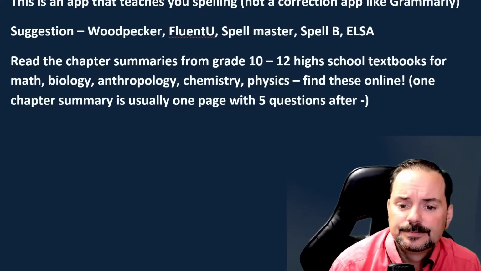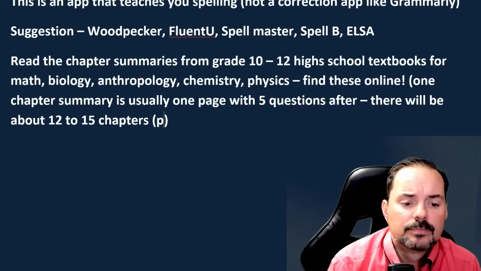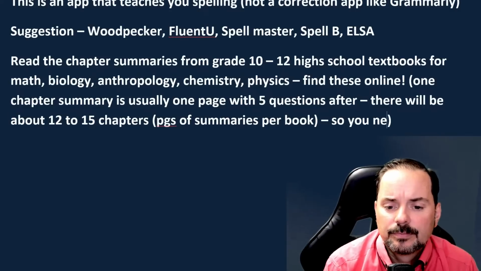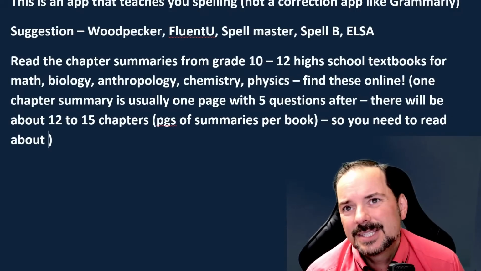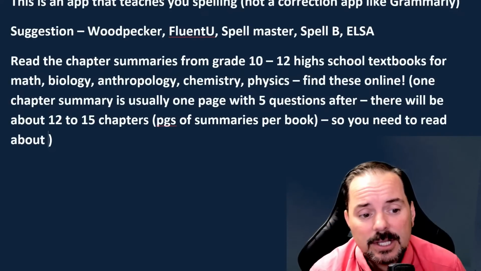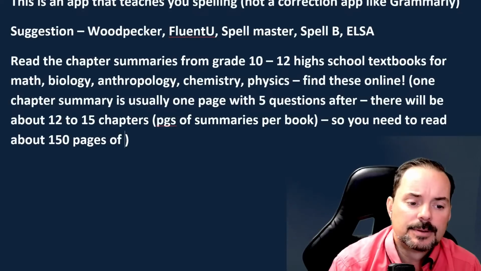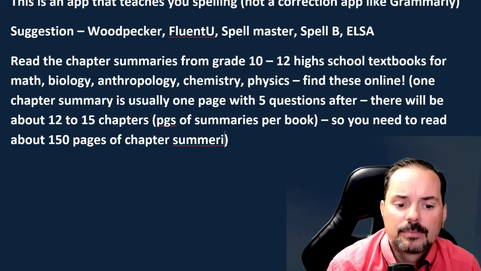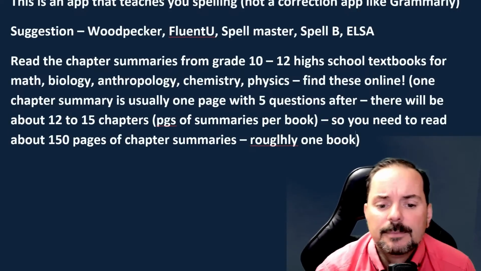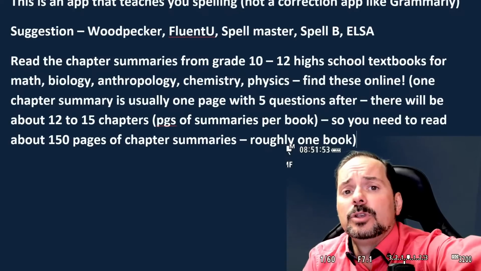So let's say that you cover all the main subjects like history, biology, anthropology. Let's say that there are about 10 subjects. So you're talking about 150 pages of summaries. Roughly a book. Okay. It's really smart to do that, not just for the IELTS exam, but also for your university studies.